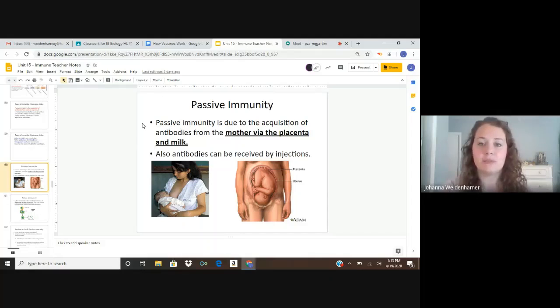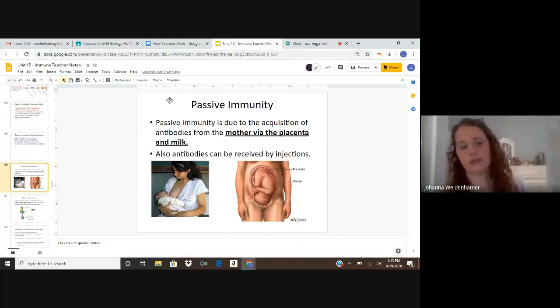So again, passive immunity is due to the acquisition of antibodies from, let's say, the mother via the placenta, via milk. Also, antibodies can be received by injections. So those are just a couple examples that you can put in your T-chart here.